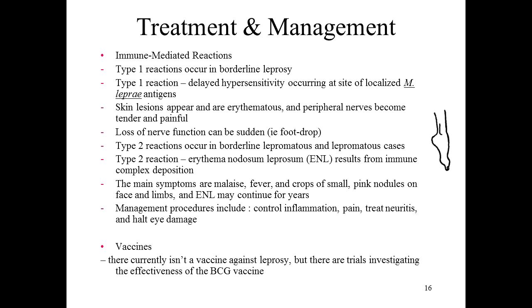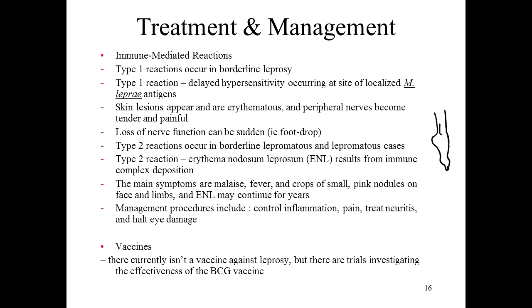So another treatment and management: immune-mediated reactions. Type 1 reactions occur in borderline leprosy. Type 1 reactions are a delayed hypersensitivity occurring at the site of localized M. leprae antigens. Skin lesions appear and are erythematous, and peripheral nerves become tender and painful. Loss of nerve function can be sudden, for example, foot drop. Type 2 reactions occur in borderline lepromatous and lepromatous cases.